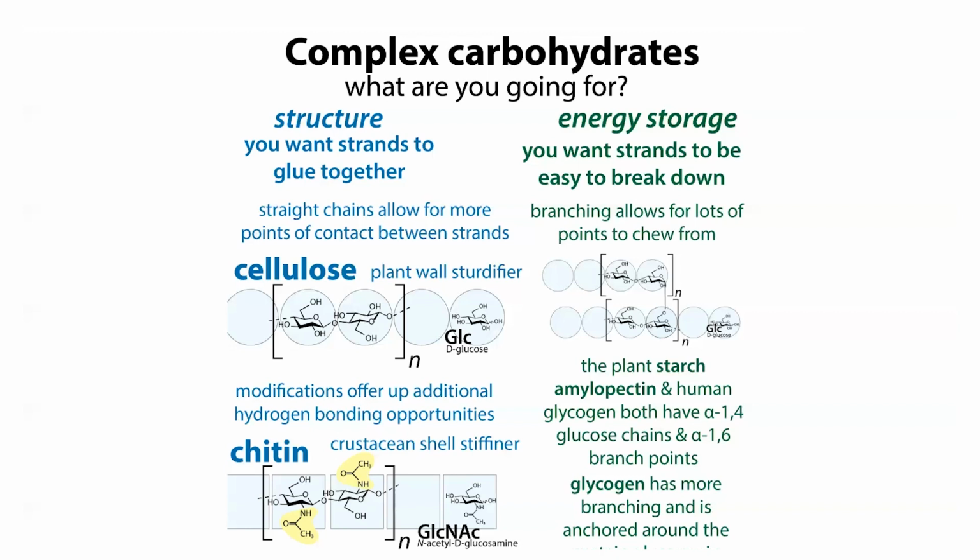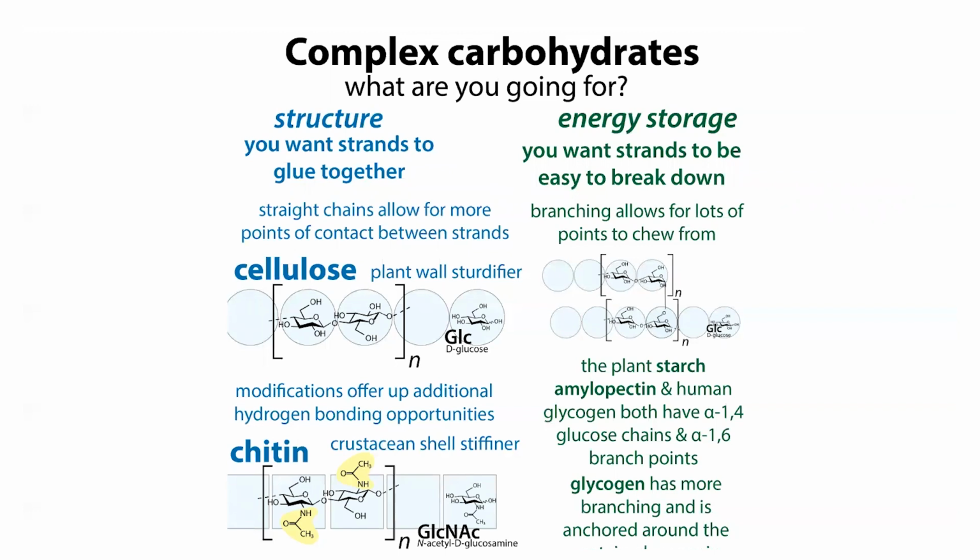I mean, they can be really strong, but what if you need it stronger? You wouldn't want to have an exoskeleton, a shell made up of cellulose. That wouldn't be sturdy enough. You need something sturdier. And so crustaceans have this complex carbohydrate called chitin. I can never pronounce it right. But it has modifications that offer additional hydrogen bonding opportunities. These modifications make it sturdier and stiffer, so it makes a good shell.